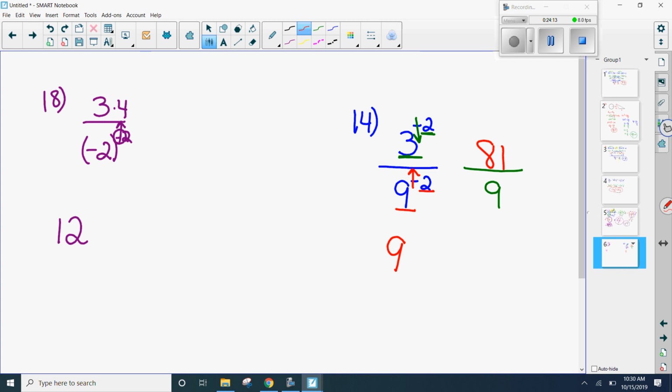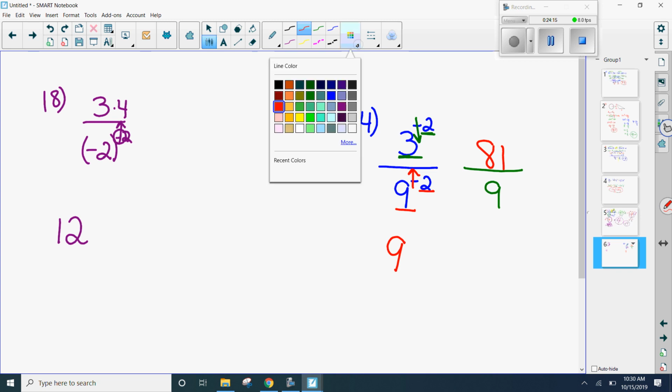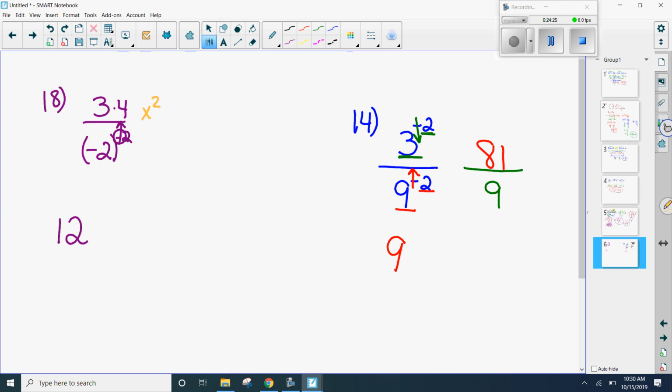I said we want to break it down and look at the individual parts. So if we go back to 18, we've looked at the numbers. Now you need to look at the variables. In the numerator, you have x squared. What else do you have? x, y squared, x to the negative 4th. In the denominator, you are going to have x squared y raised to the negative 2 power. And then that's it.